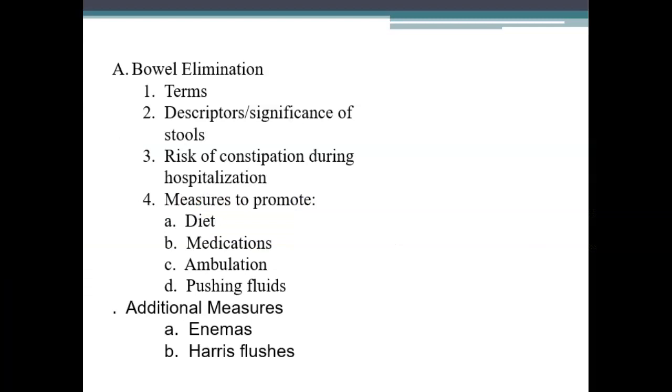With bowel elimination, there are certain terms we need to know. We need to know descriptors and significance of stools, risk of constipation during hospitalization, also measures to promote diet, medications, ambulation, and additional measures like enemas and Harris flushes.